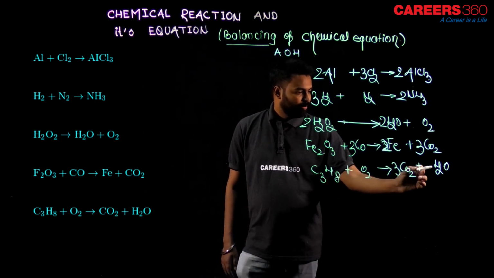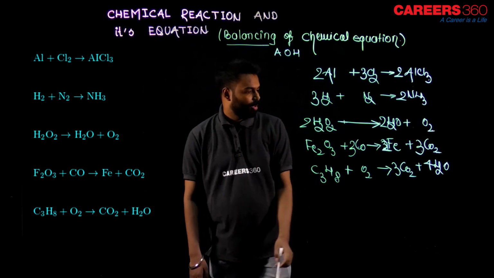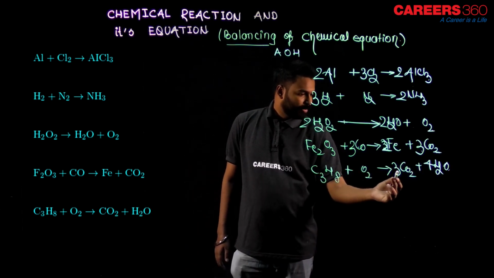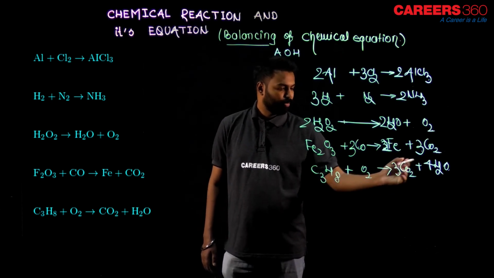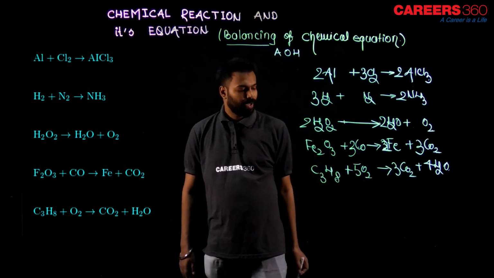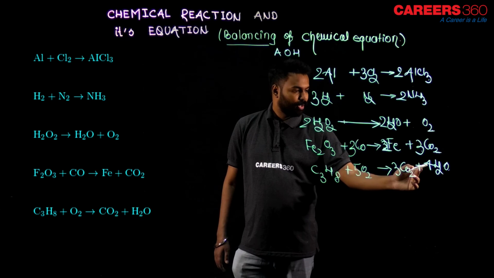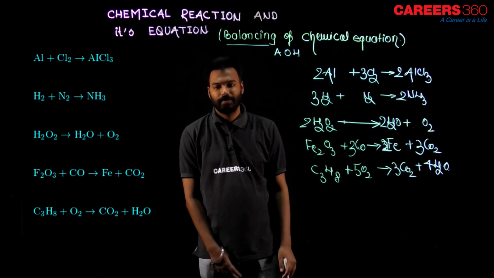We can do one thing. We can make it 4. So 4 oxygen and here 6 oxygen. How many oxygen? See, 3 2s are 6 and 4, 10 oxygen. So 5 2s are 10. Oxygen is balanced. Hydrogen 4 2s are 8 and 8, balanced.